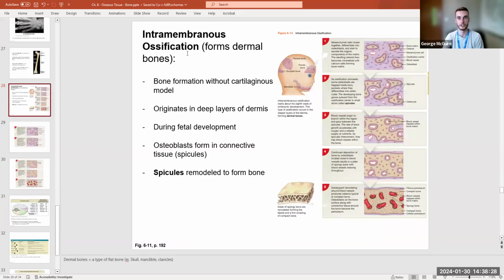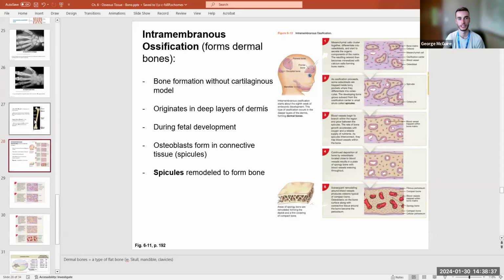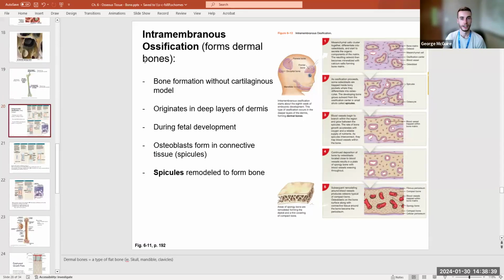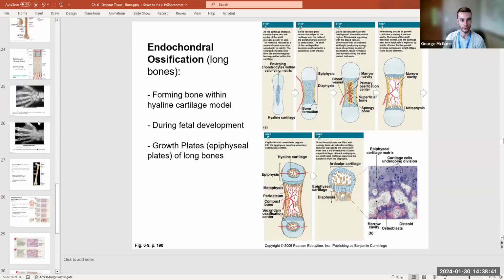So that is intramembranous ossification. Again, that forms a lot of our flat bones. So for example, the bones of the skull, the mandible, our clavicles, those are all flat bones. And our endochondral ossification, again, was for long bones.